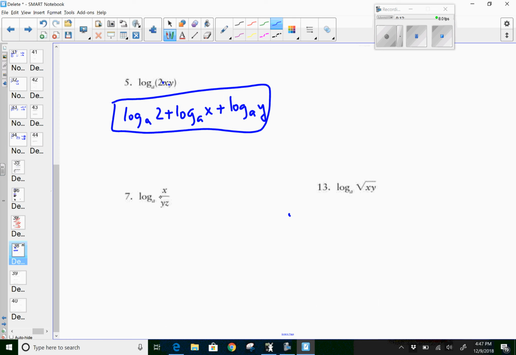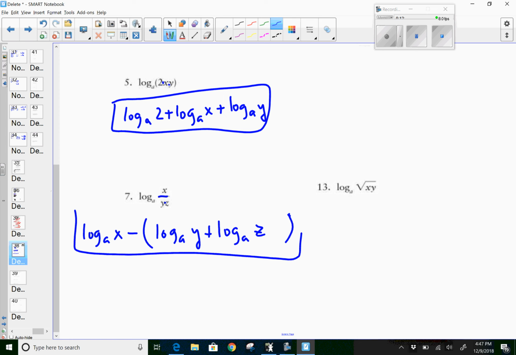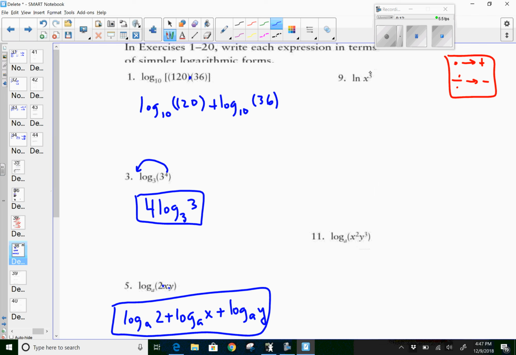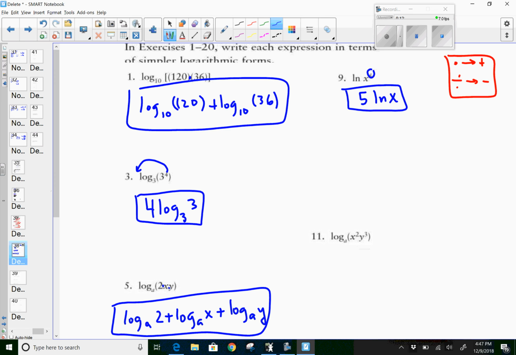For number 7, I have a division and I have a multiplication right here. So I'm going to get log base a of x minus, and both the y and the z are on the denominator, so I'm just going to go ahead and put a big parentheses. So it's going to be log base a of y times changes into addition plus log base a of z. So this whole thing is going to be the answer for number 7. You want me to go in order, so this one right here, again, same thing. The 5 gets kicked to the front, so it's going to be 5 ln of x. That's it. Got to box this one.